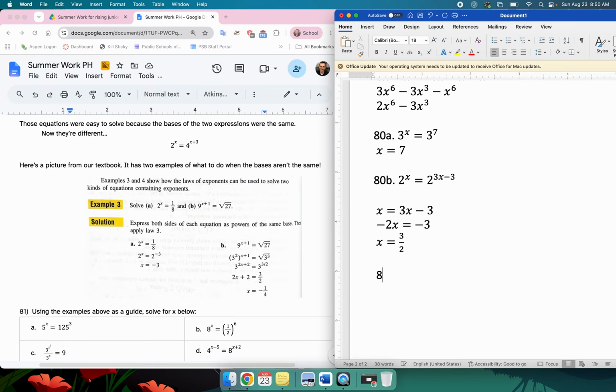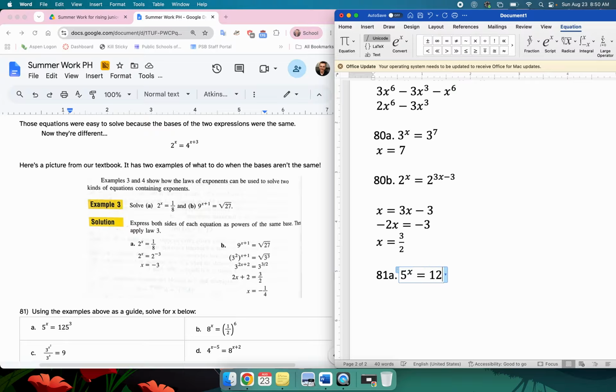So in all these problems in 81, what's going on is the bases are not the same. So you cannot conclude here that x is equal to 3 because the bases are not the same. But the idea is that although the bases are not the same initially, at the beginning of the problem, they can be rewritten using exponent rules so that the bases actually are the same.